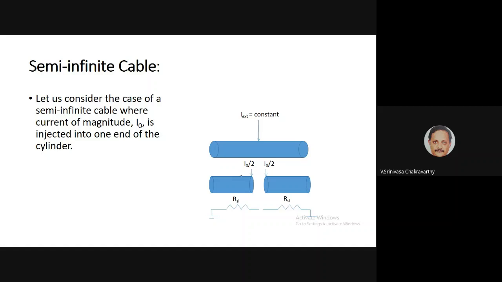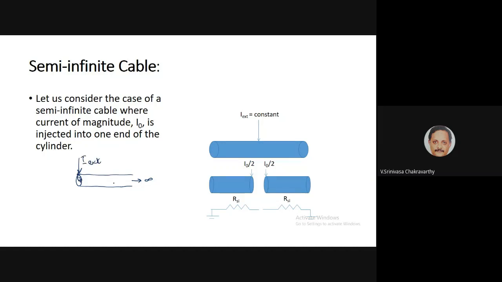So before we go to a fully finite cable, we take something called a semi-infinite cable. It is infinite only in one direction, right? So it's like you have the mouth here, the other end goes off to infinity, and I inject current here. Which means something like this. So Ix is given here.